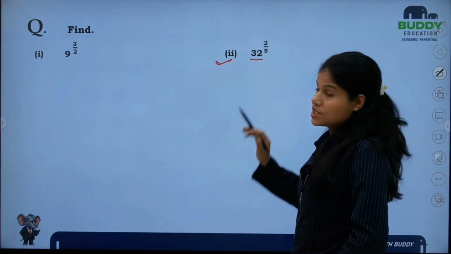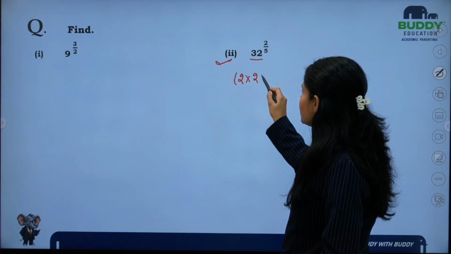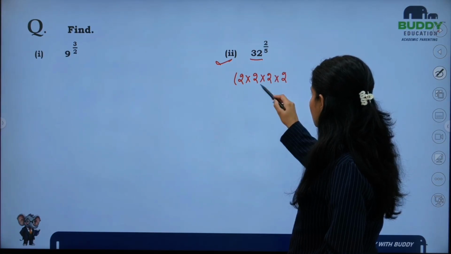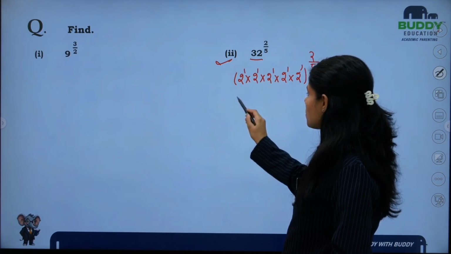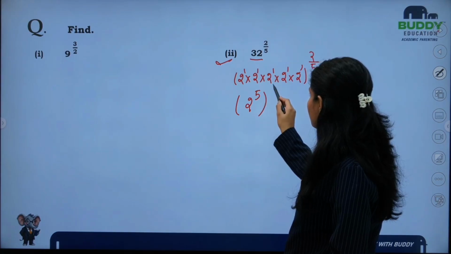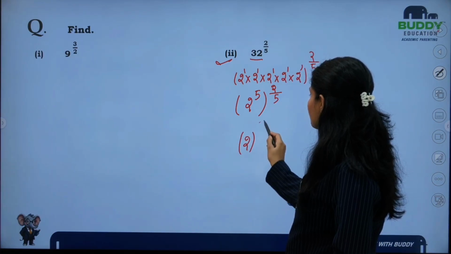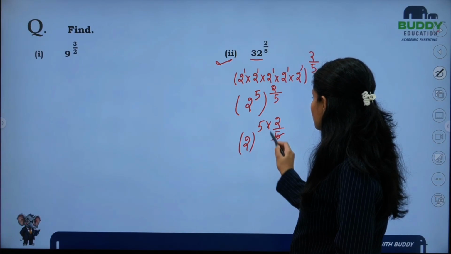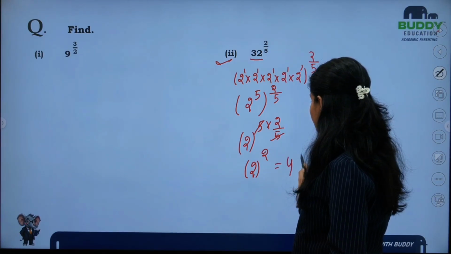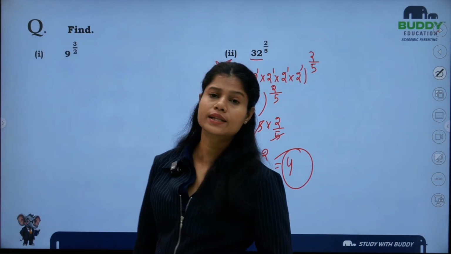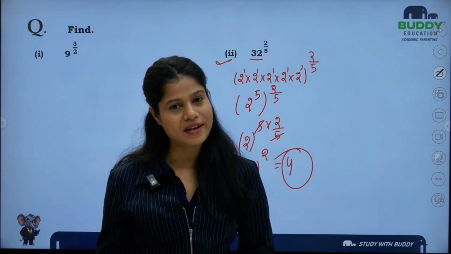Okay, so here again the base is not prime, so let's change it. When you convert 32 into prime factors, this will be 2 into 2 into 2 into 2 into 2, into 2 raised to the power 2 by 5. Now the bases are same, so the powers will be added. So this will be 2 raised to the power 5 raised to the power 2 by 5. Now you can see that these two powers can be multiplied. So 5 into 2 by 5, once you calculate them, students, you are going to get 2 raised to the power 2, which is equal to 4, and that's all you have to do in this kind of question. Always try to manipulate your base into prime factors.